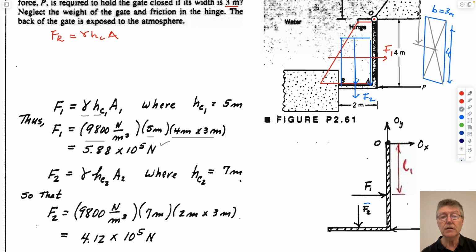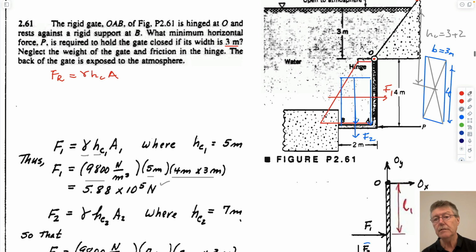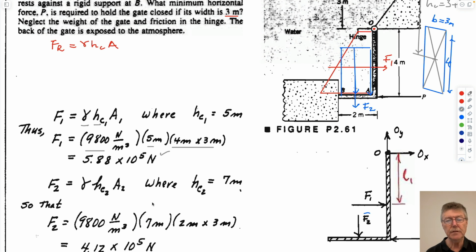Force acting horizontally, it's just the same again. Depth of the centroid has to be the full depth all the way down. 3 meters plus 4 meters. So this is 3 meters plus 4 meters.